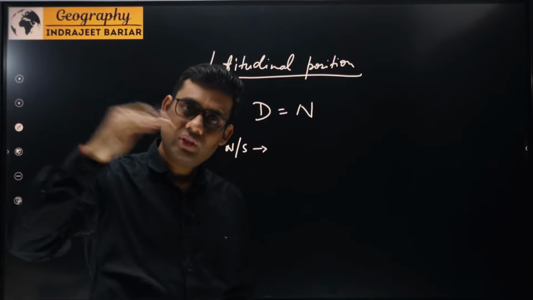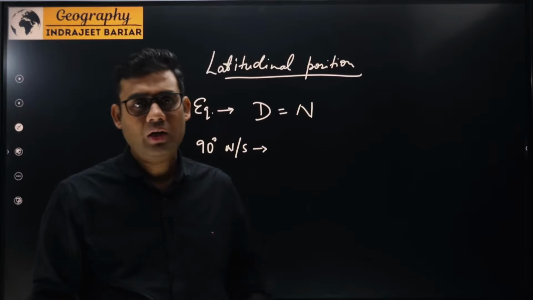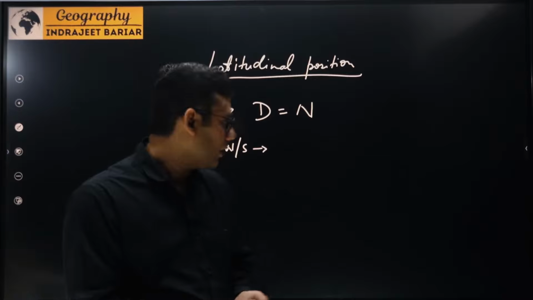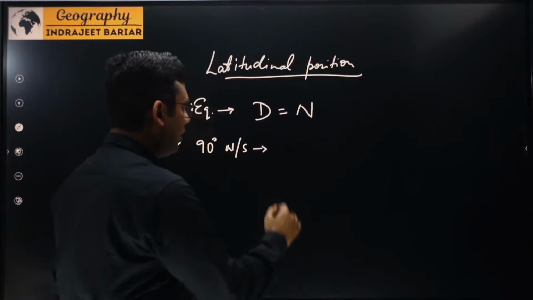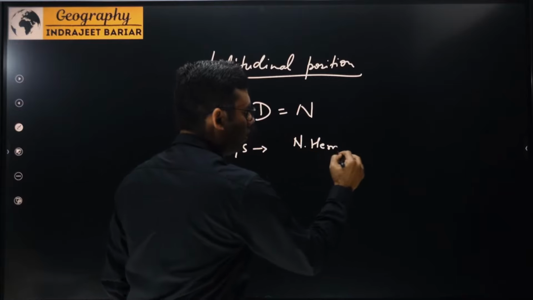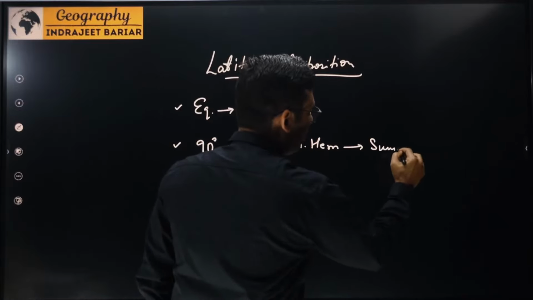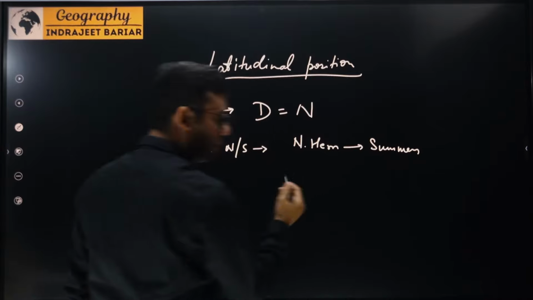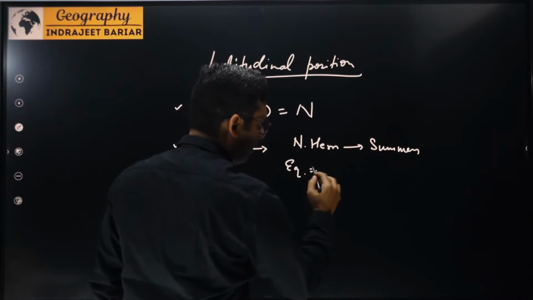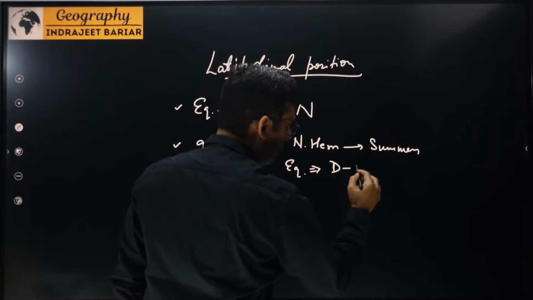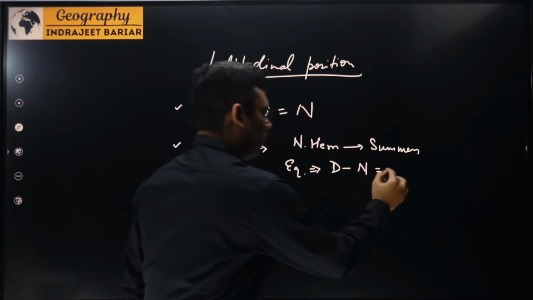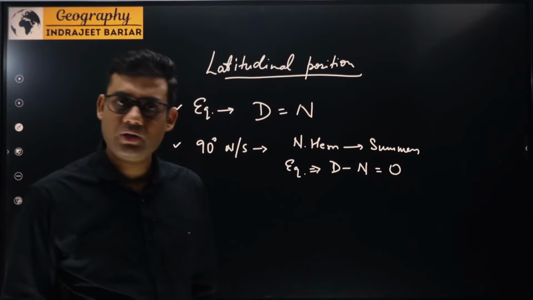Latitude wise, within the same season itself, I'll have more and more difference in the length of day and night. So if, for example, I am saying northern hemisphere summers, at the equator, length of day minus length of night, how much would it be? 0. Length of day and night is equal.